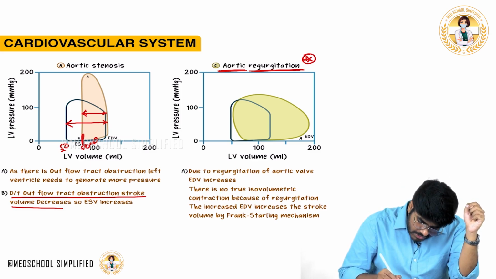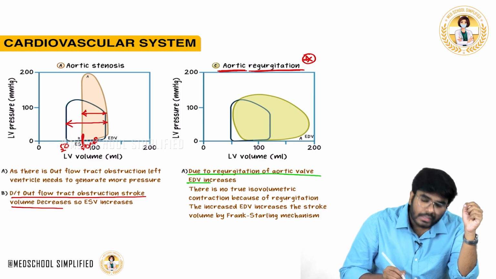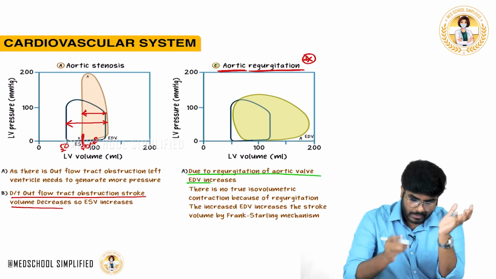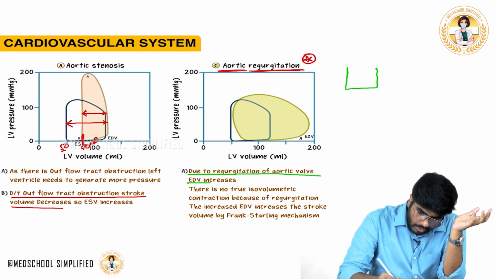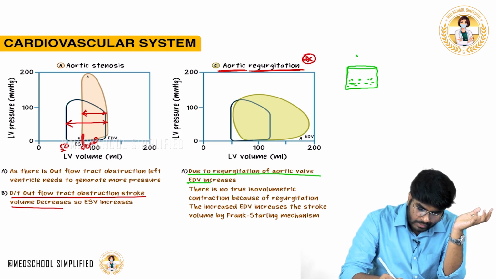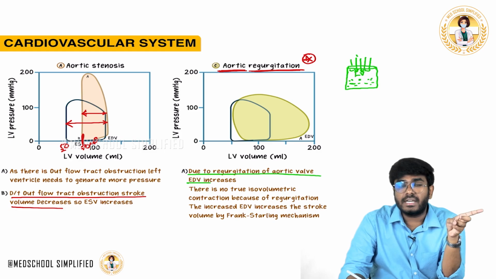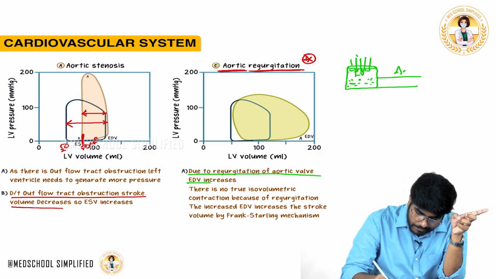Now, due to regurgitation of the aortic valve, what happens to end-diastolic volume? End-diastolic volume increases. Just think like this. Normally, end-diastolic volume means the amount of blood which is coming into the ventricle during relaxation. Normally, from where does the left ventricle have to get the blood? The left ventricle gets the blood from the atria. But in aortic regurgitation, what happens? Some amount of blood is getting regurgitated back from the aorta. Think that this is the aorta. Some amount of blood is regurgitating back.